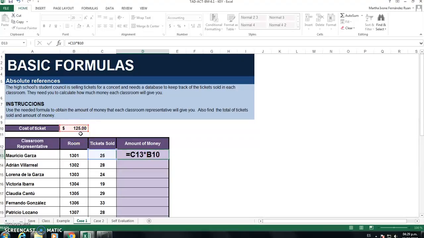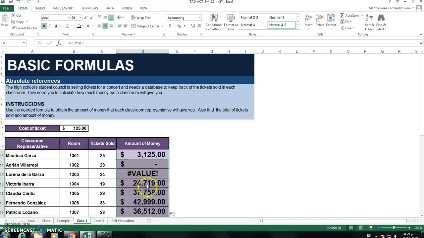B10. But when we drag it down, then we realize that there are some mistakes. And the reason is, the first one is correct, of course. We're multiplying the ticket sold times its price. But the next one, we are multiplying the ticket sold, it's correct, but now times the cell below, which is empty, so the result is incorrect.